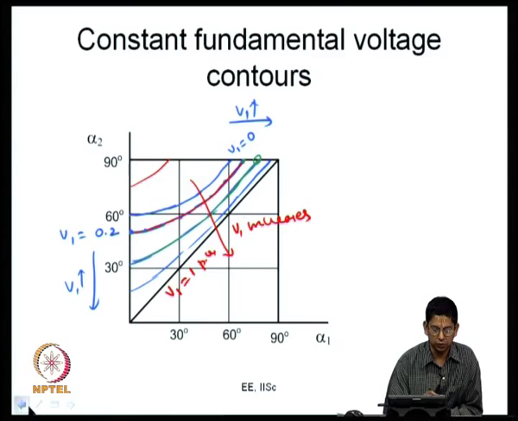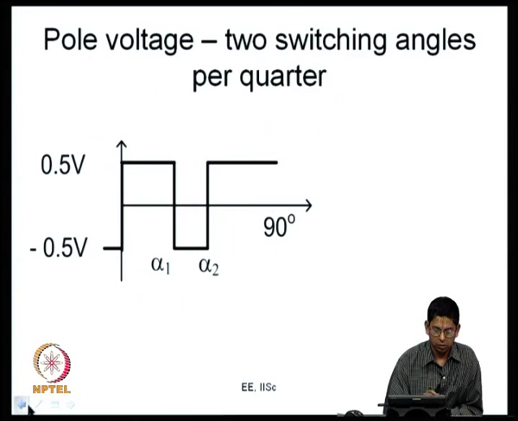That is, you go back to this waveform, there is only switching at 0, these two come together. So, there will be only one other switching at 180 degrees. So, a phase will switch only twice in a cycle. So, in the square wave operation, the whole pole voltage will be a square wave now.